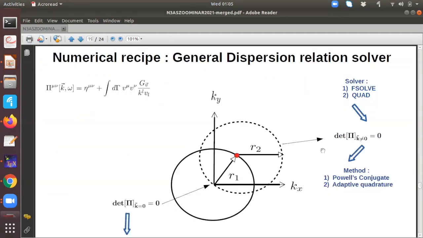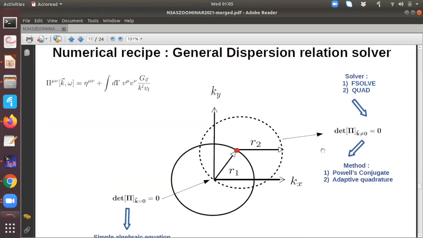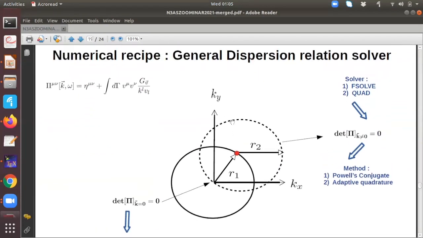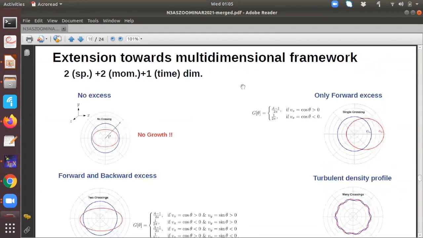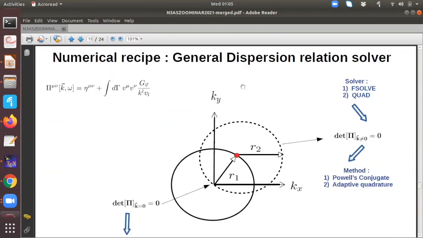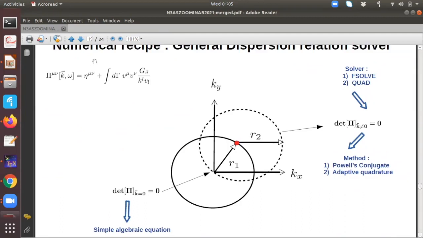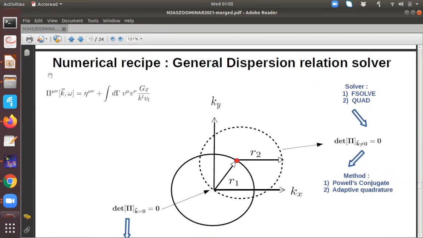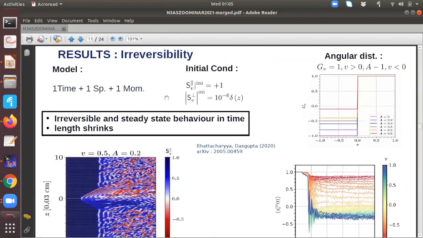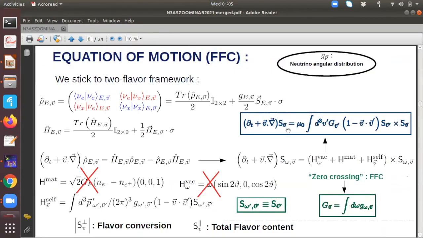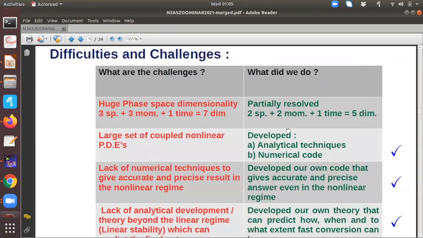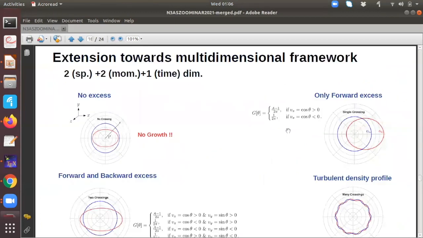We also developed our general dispersion relation solver to capture the linear growth of the system. Our system in the linear regime can be represented by a dispersion relation, by making this equation of motion and linearizing it. We can get a dispersion relation which captures the linear growth of the system.